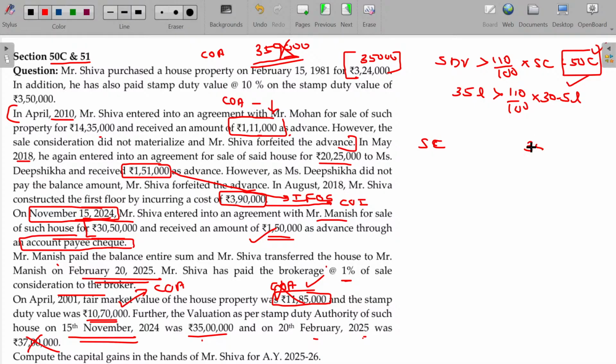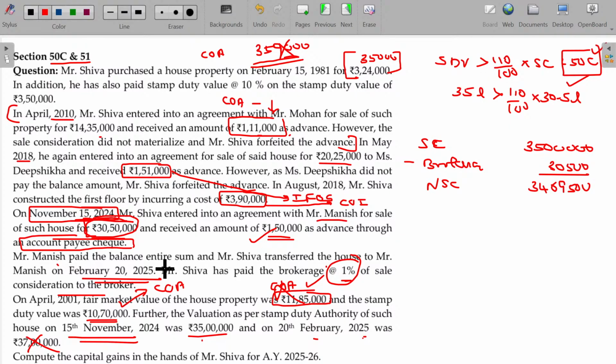35 lakhs is the final value minus brokerage. Brokerage here being 1% on sale consideration. Sale consideration in this case, the actual one will be taken: 30 lakhs 50,000, on that 1% being 30,500. Net sale consideration being 34 lakhs 69,500.